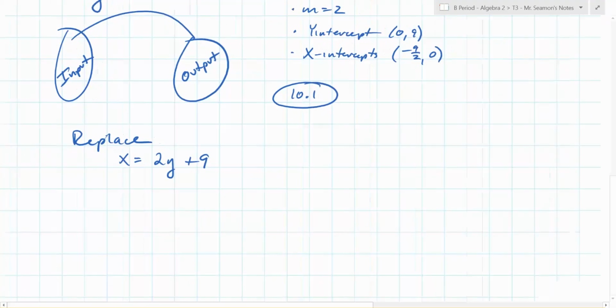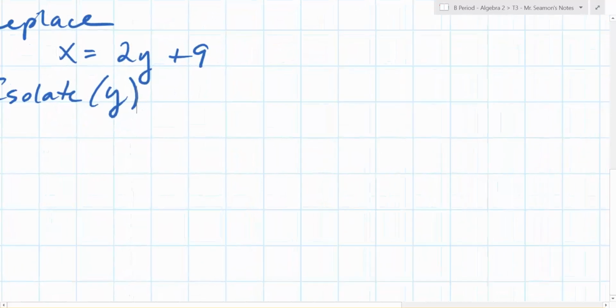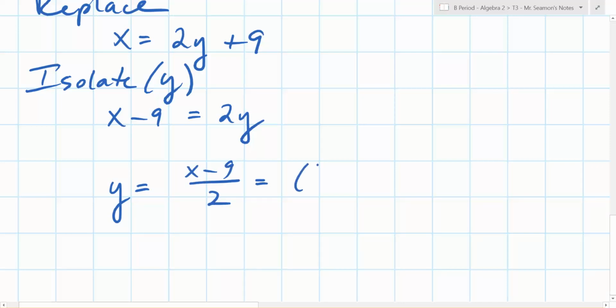After you replace, what's one word for what you need to do next? Solve or isolate. I'm trying to give you something to make it easier to remember. So isolate. And what are you isolating? You're isolating y. So if you're going to isolate y on this, what do you subtract first? x minus 9 is equal to 2y. And then you could divide everything by 2. So you have y is equal to (x minus 9) over 2. Another way to write that would be 1/2 x minus 9/2. You with me so far?